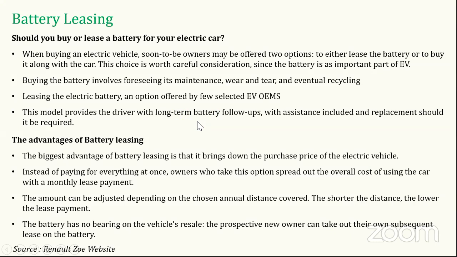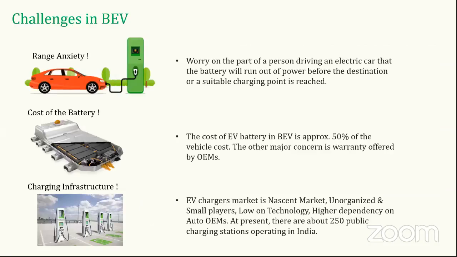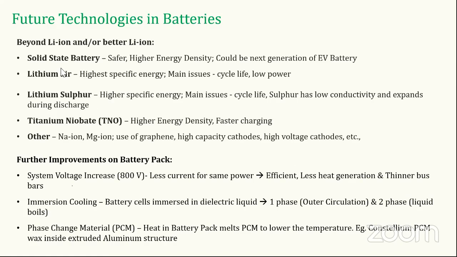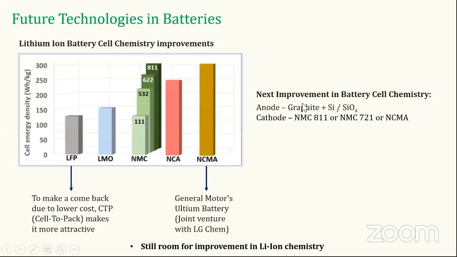I think we went through the future technologies of the battery. There are many options which every OEM is currently working on. These are over and above the existing lithium-ion cell chemistry. There are solid-state batteries, and lithium-sulfur, where the sulfur component is used as the cathode, and lithium-air, which also has the highest specific energy. We could also see some technology innovations from Tesla, where they are trying to improve the chemistry of the cathode.